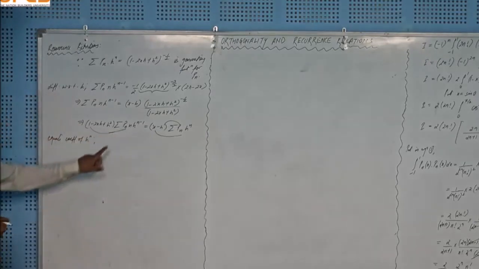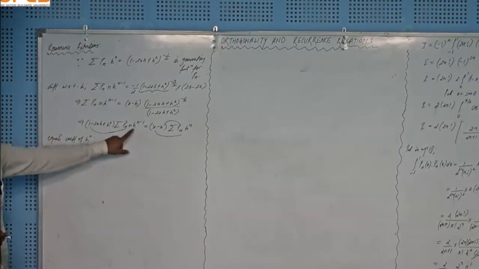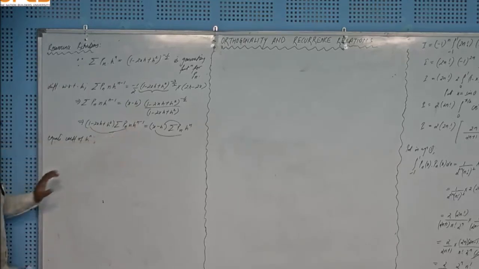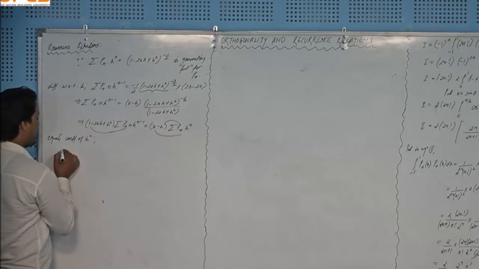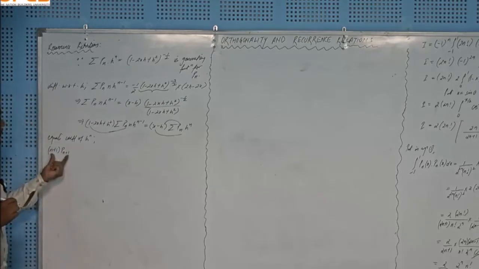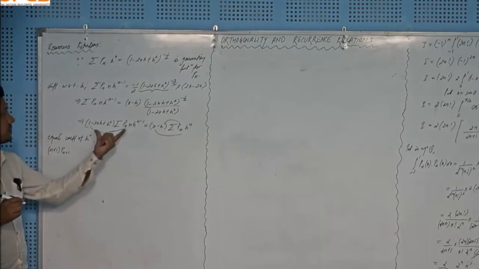Now see the first term. You have to pick the coefficient of h to the power n. You should just scale up this, n should be replaced by n plus 1, and in that case the coefficient will become P(n+1) times (n+1). And this is the coefficient of h to the power n obtained from the first term.